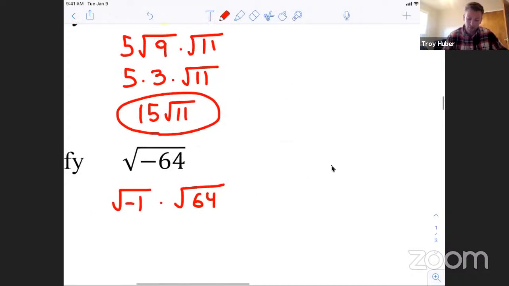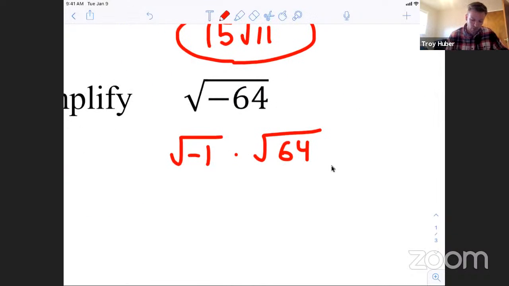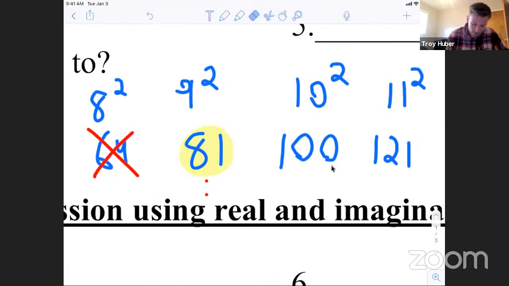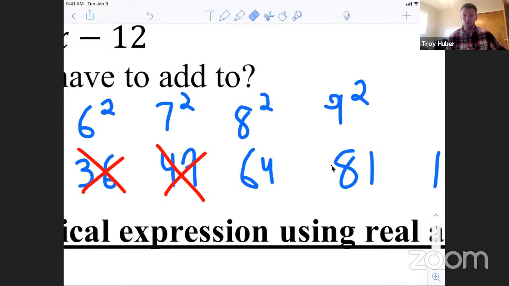Now very important, the square root of negative 1 is equal to i. i is imaginary. So the square root of negative 1, we know that that's imaginary, times the square root of 64. So I come up to my perfect squares, and we'll notice, hey, wait a second, 64 is a perfect square. That means taking the square root is easy peasy. We're excited. We don't have to simplify this because it's a perfect square.